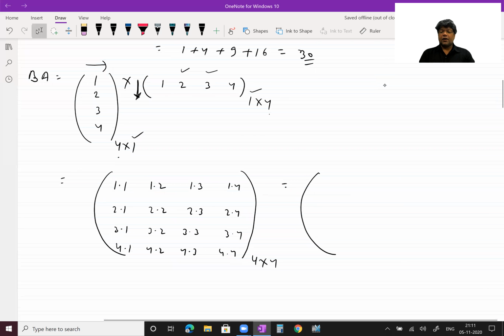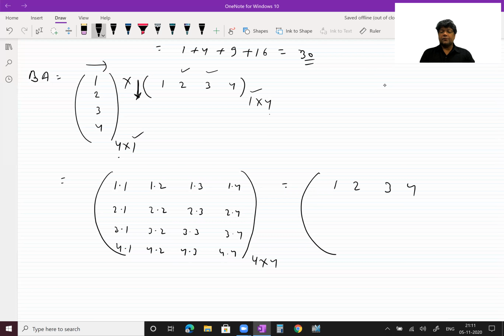It's 1, 2, 3, 4; 2 1 ja 2... 2 2 ja 4, 2 3 ja 6, 2 4 ja 8, 3 1 ja 3, 3 2 ja 6, 3 3 ja 9, 3 4 ja 12, 4 1 ja 4, 4 2 ja 8, 4 3 ja 12, 4 4 ja 16.